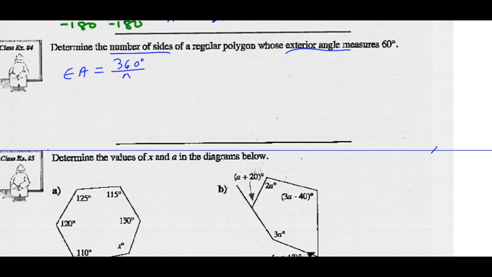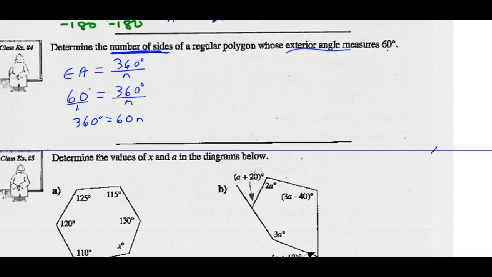We want to know how many sides are in the polygon when one exterior angle measures 60. So the exterior angle is 60 degrees. How many sides do we have in this polygon? Solve that equation for n. Well, if I write this as a fraction over 1 and I cross multiply, I get 1 times 360 equals 60 times n.